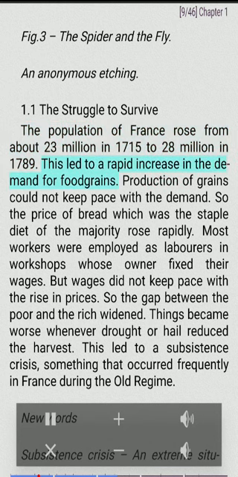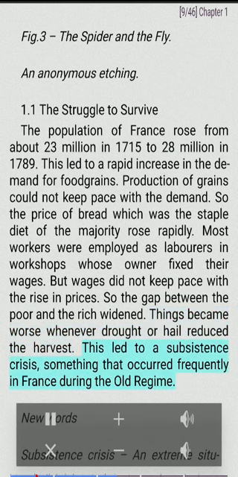The population of France rose from about 23 million in 1715 to 28 million in 1789. This led to a rapid increase in the demand for food grains. Production of grains could not keep pace with the demand. So the price of bread, which was the staple diet of the majority, rose rapidly. Most workers were employed as laborers in workshops whose owner fixed their wages. But wages did not keep pace with the rise in prices.